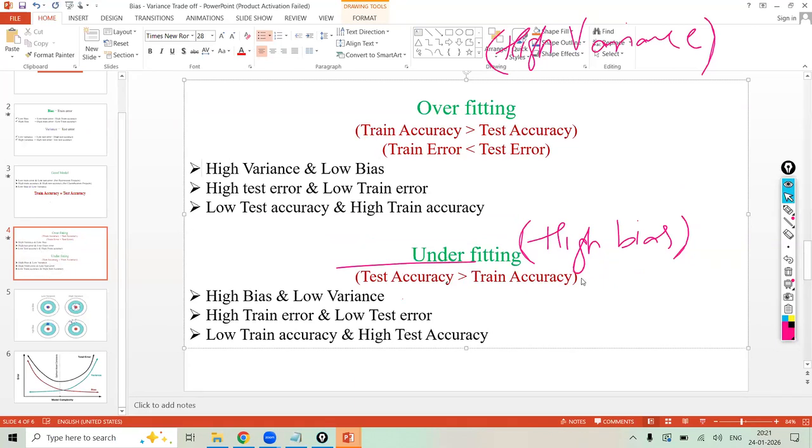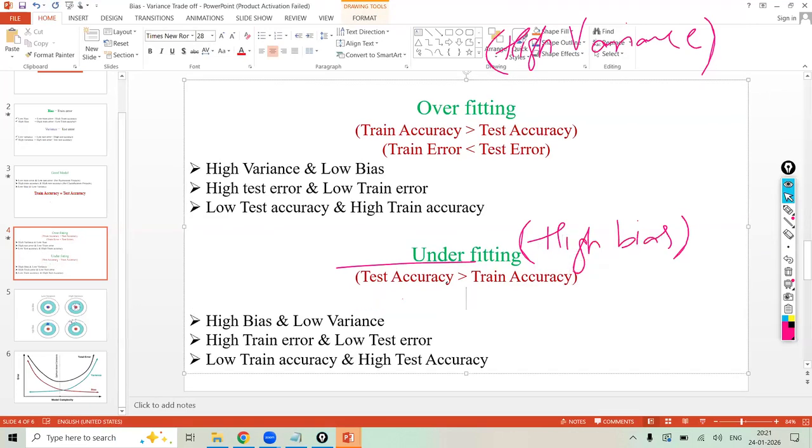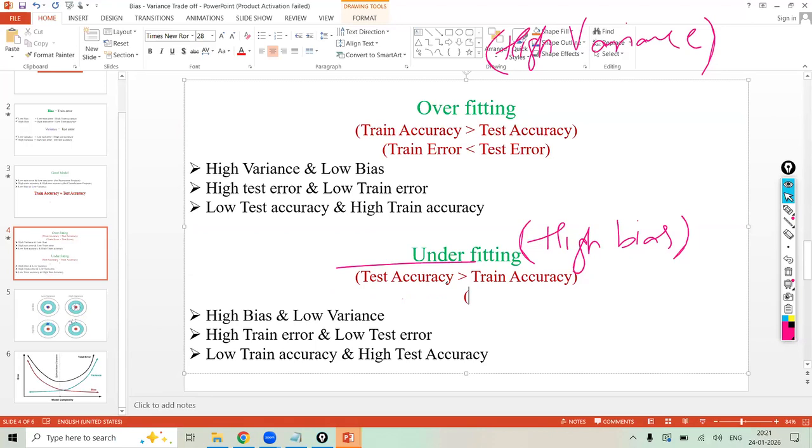Similarly, when it comes to this one, this one is nothing but your test error. What are the test error and train error? Your train error is high, which means training is not good. Training itself is not good, but after the training, testing is good. This is called an underfitting problem.